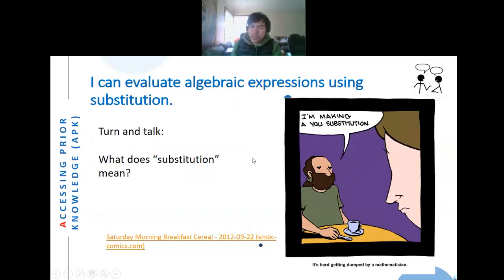Okay, so I just want you to quickly have a think about what the word substitution means, and I just have a fun picture for you guys here. Hopefully it will give you a hint of what substitution is. For those who are here, if you know what substitution means, then you can type it in chat.